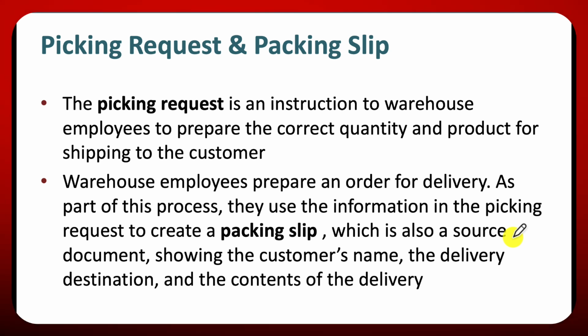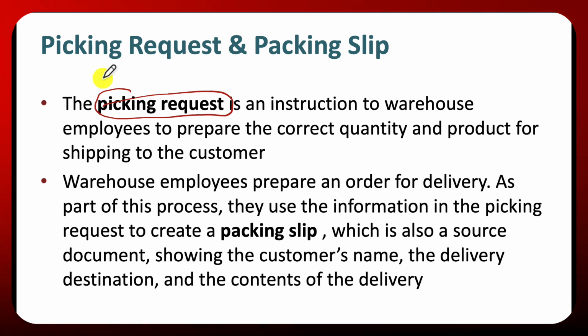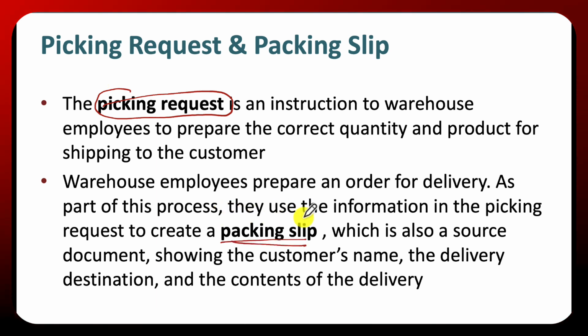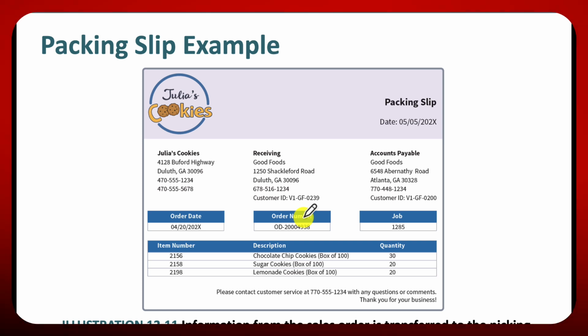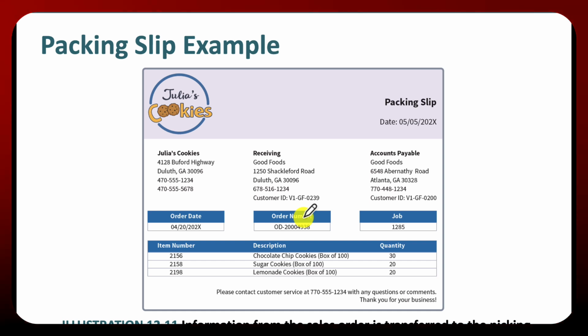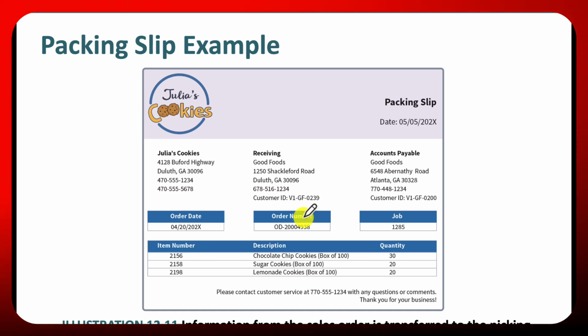So that picking request is basically an instruction to the warehouse employee to prepare the correct quantity and product for shipping to this customer. So warehouse employees prepare an order for delivery. As part of this process, they use the information in this picking request to create the packing slip, which is another document that shows the customer's name, the delivery destination, and the contents of the delivery. And here you see a packing slip example. So information from the sales order is transferred to the picking request and ultimately ends up on this packing slip that is given to the customer when the product is delivered.